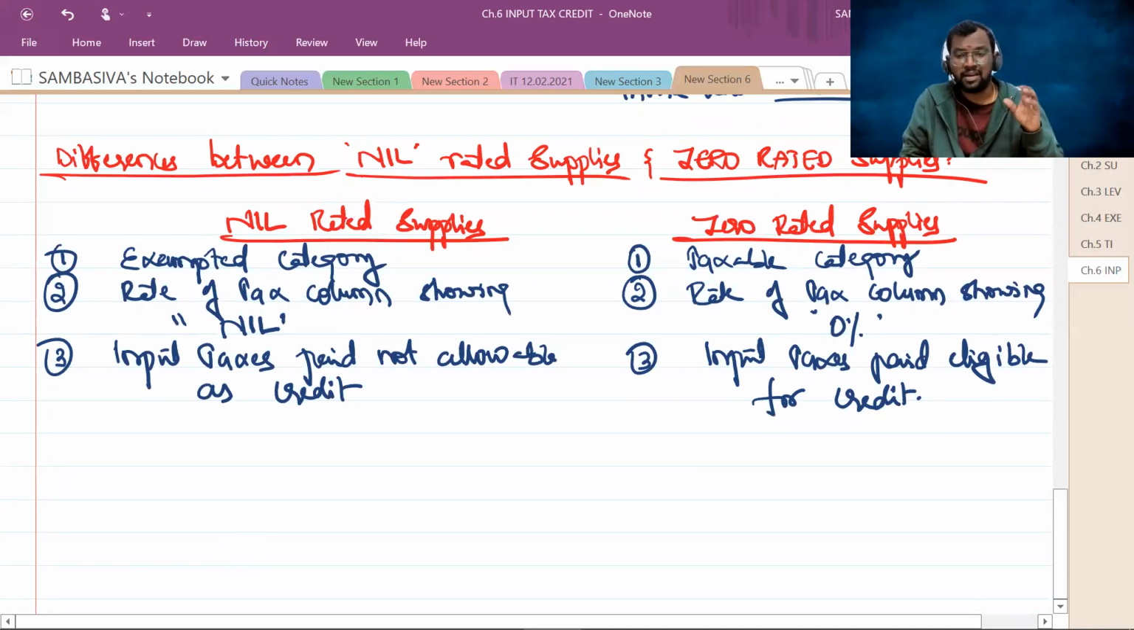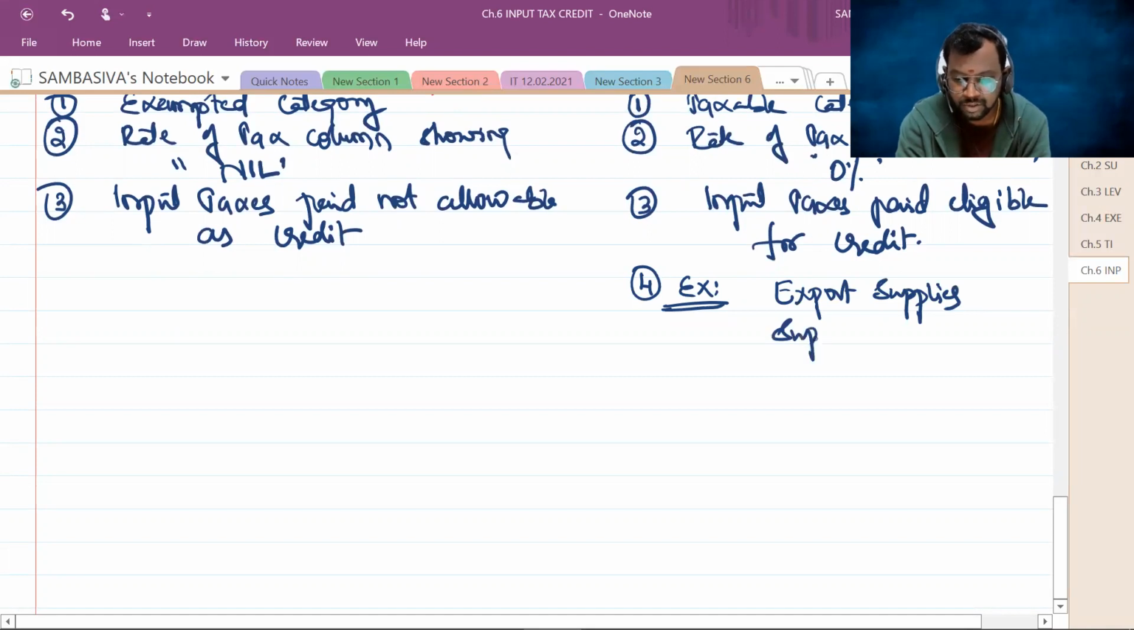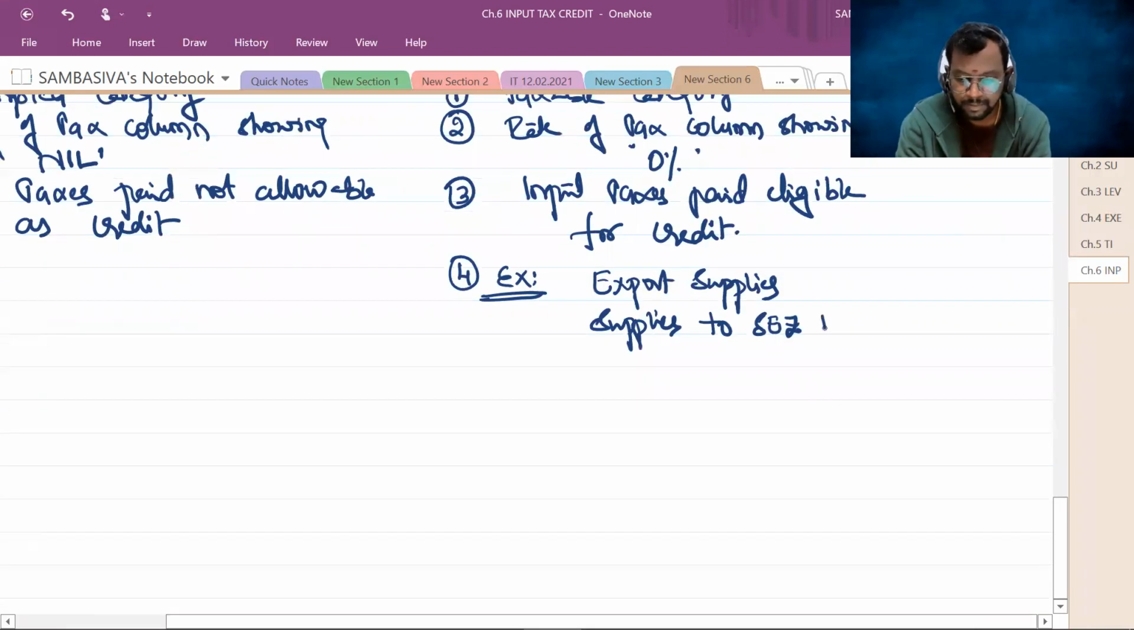Examples of zero rated supplies: exports, and supplies to SEZ developers and SEZ units located in the special economic zones. You can take these as examples as well: export supplies, and supplies to SEZ developers and SEZ units.